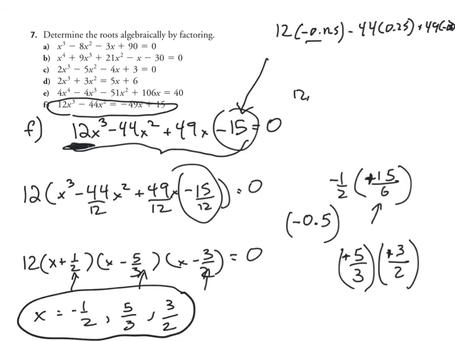I think I'm going to, you know what, I'm just going to wait. If anyone watches this video and wants me to do it the long way, once you find this negative 1/2 here, I would do the long division, and then I would end up with a quadratic, and then I would just do the quadratic formula to find the other two. I will do that if someone writes me an email and says, hey, can you do 7f the long way?